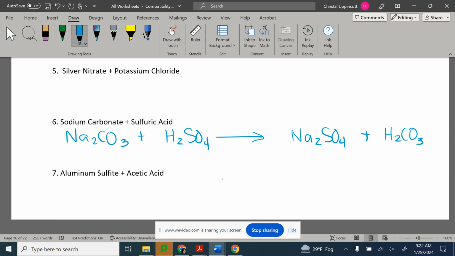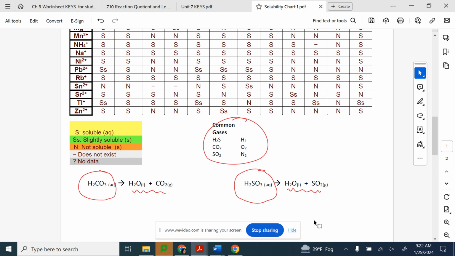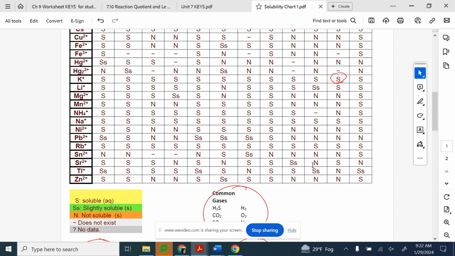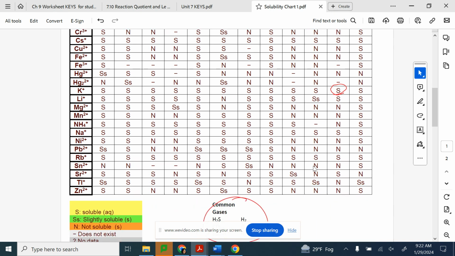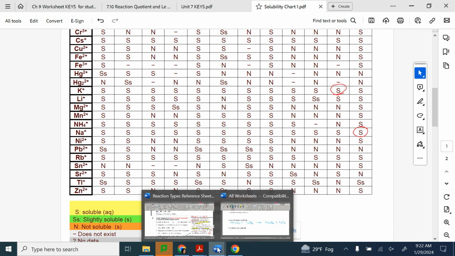All right. Now, we're going to check this guy. So sodium and sulfate. We're going to go over to our chart here. We're going to find sodium. And we're going to find sulfate, which is in the last column. So right here, that has an S. What do I write down? AQ.